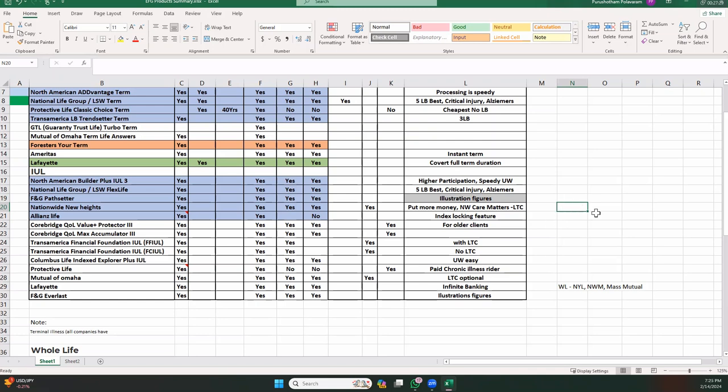Allianz IUL is one of the best products if the client is overfunding only. If they're doing target premium, don't even offer Allianz. They have a very good index locking feature. That means most of the IULs, if you take the way the crediting is done, they look at the beginning index value, they look at the ending index value. Whatever is the delta, that gives you how much credit you'll get.